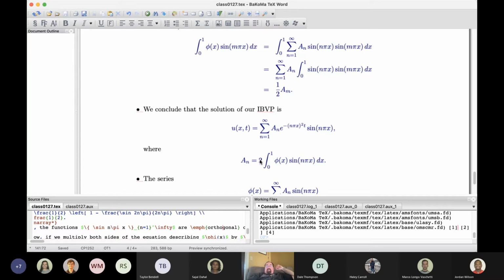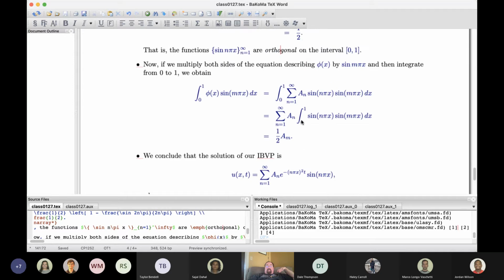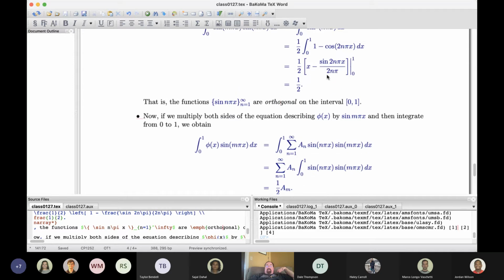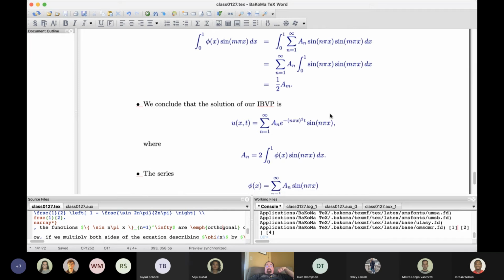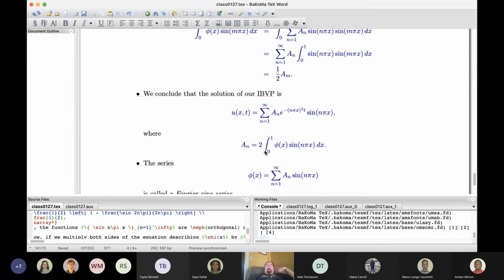Now, I want to emphasize that the reason the constant is 2 stems from the fact that the domain of our PDE is 0 to 1. In general, the scaling factor we have here is 2 over L, where L is the length of whatever interval you have, and that is a result of what we have in this integral here. So just be aware of that. It's not always 2; that's because of the particular spatial domain we have.